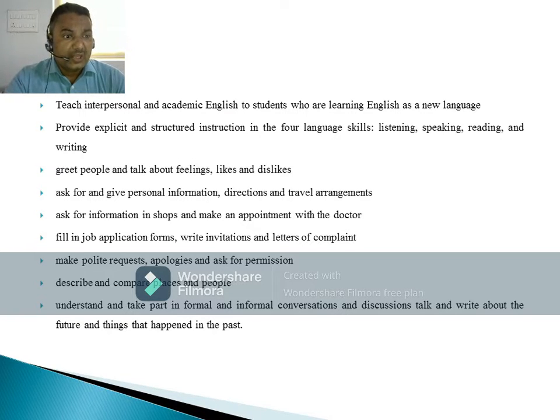online purchasing, fill in job application forms. As we know, today is the era of globalization, and we can see online application forms for job applications. Write invitations and letters of complaint. Make polite requests, apologize and ask for permission, where we are using English as a second language. Describe and compare places and people. Understand and take part in formal and informal conversation and discussion. Talk and write about the future and things that happened in the past.